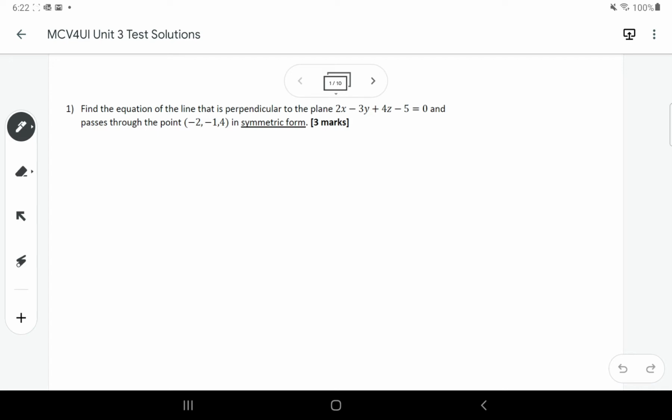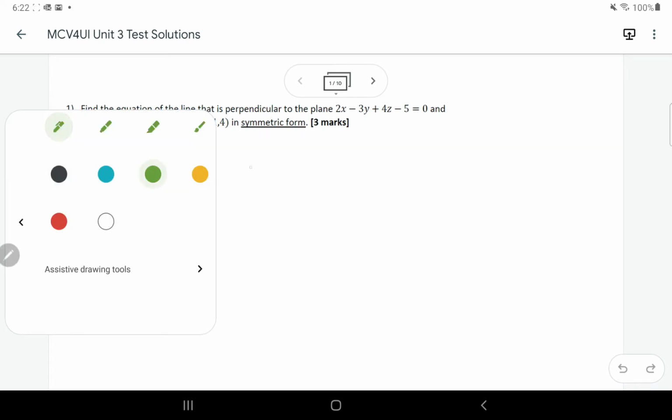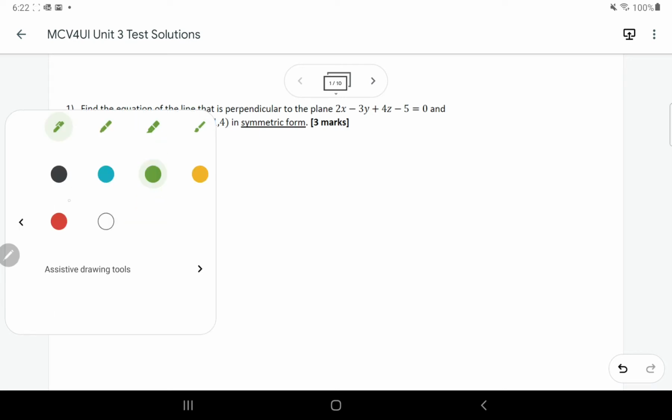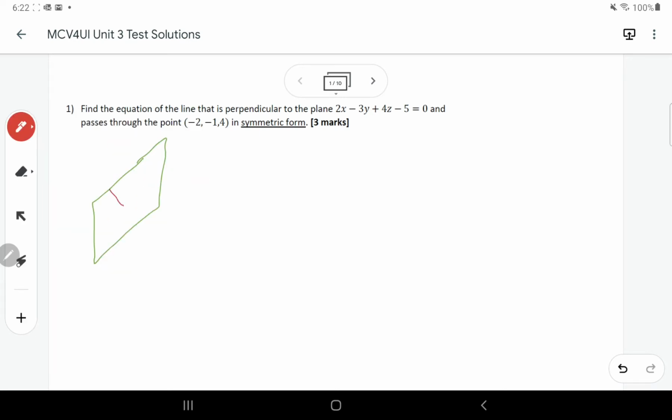So the first question, we want an equation of a line that's perpendicular to this plane and passes through this point in symmetric form. Most people did this one all right. So there's my plane. Remember that the normal to this plane, that is the vector that's perpendicular to this, so my normal from the Cartesian form is 2, -3, 4.